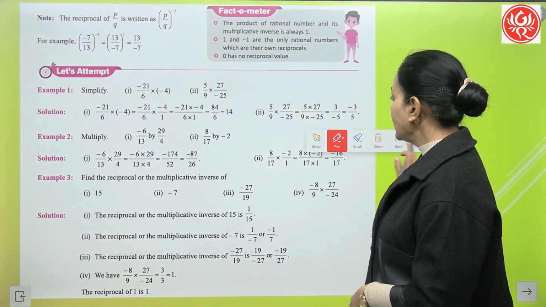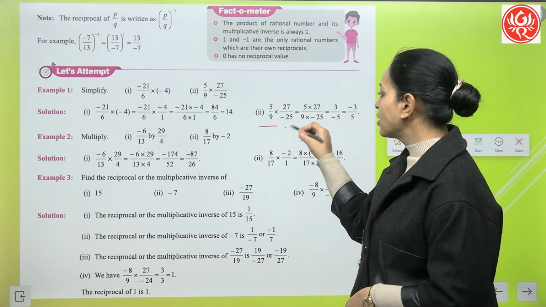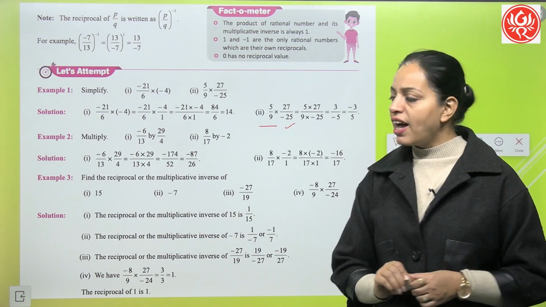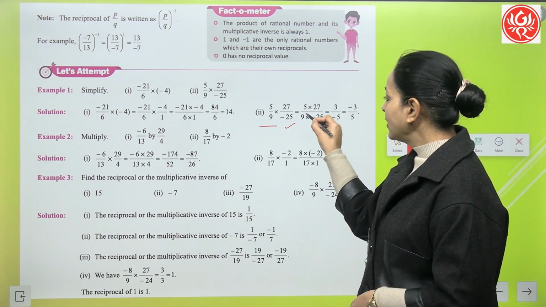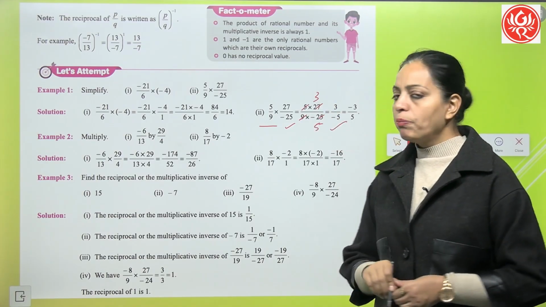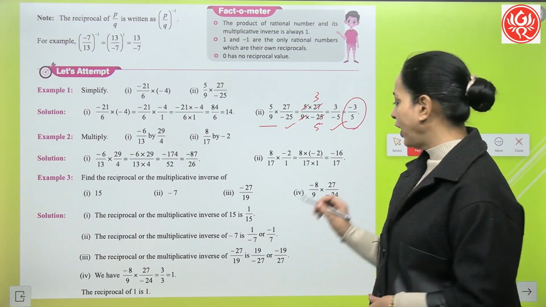Now similarly second part, 5 upon 9 into 27 upon minus 25. So minus को हम ऊपर भी लिख सकते हैं numerator के साथ. So now you can cancel the terms. 9 3s are 27, 5 5s are 25. So 3 upon minus 5, that is minus 3 upon 5.